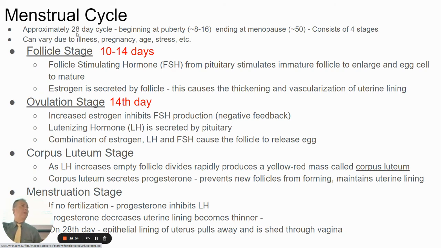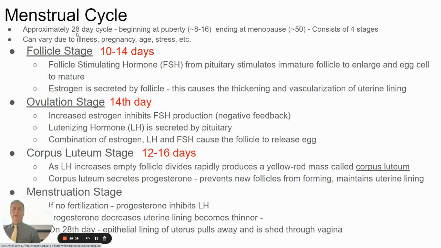Remember, hormones work because they're secreted in the blood. They travel all around the body. And when they get to certain target tissues, they attach, causing something to happen. In this case, they cause the follicle to mature and release the egg cell. After the follicle releases the egg cell, it starts to break down.